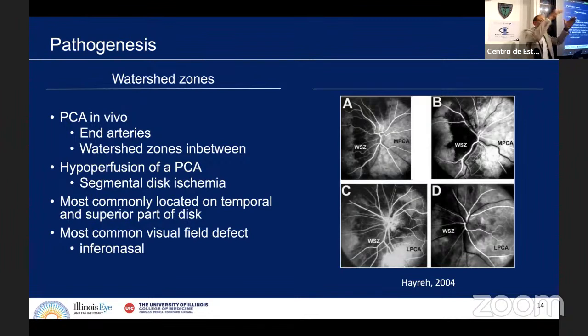So the space between the arteries is a watershed zone. And if you don't have enough pressure, that watershed zone can become ischemic. And that's what leads to this segmental disc edema. And the most common location for that watershed zone is superotemporal on the disc, which is why very commonly you get superior disc edema with an inferior altitudinal defect. This is the anatomy that explains that.